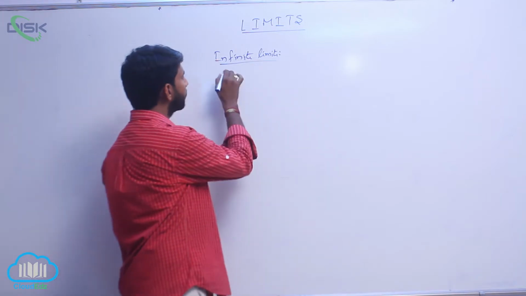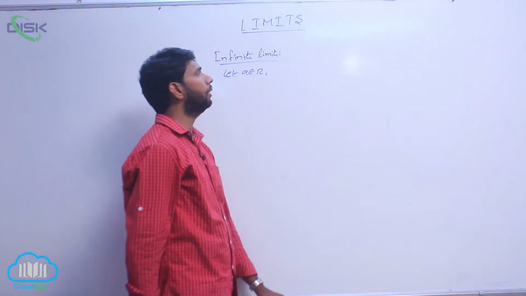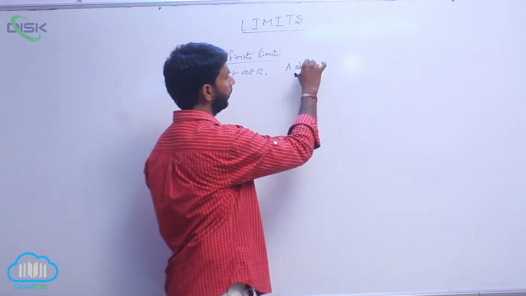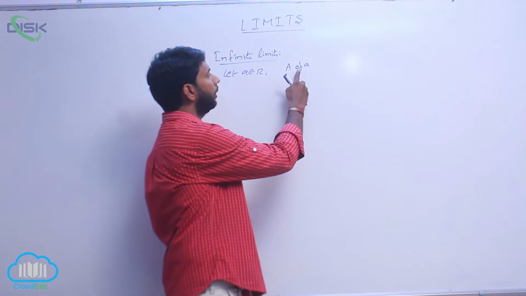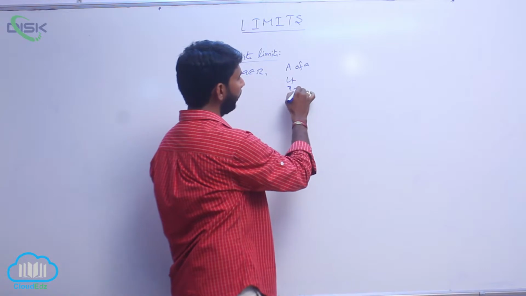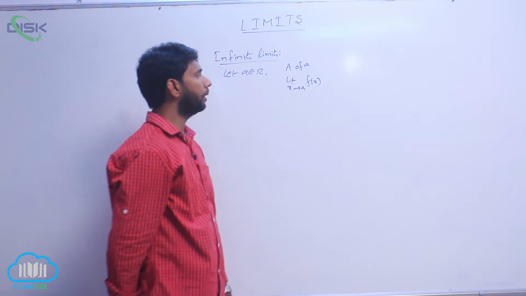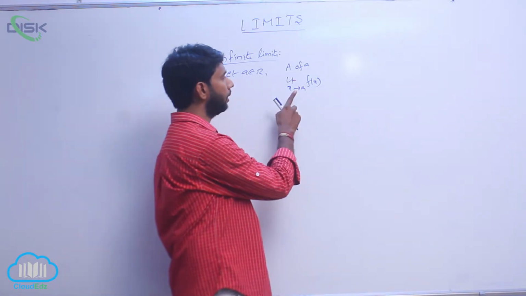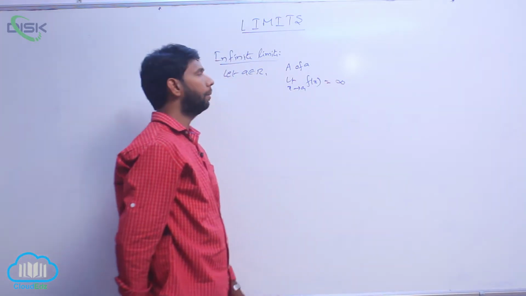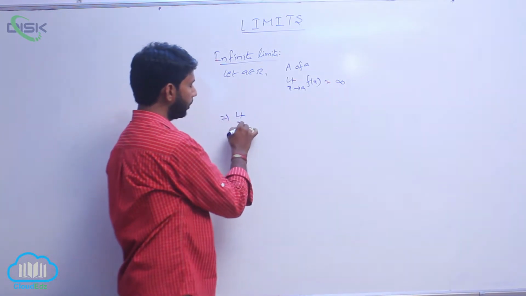Infinite limits. Let small a belong to R, and f be a function defined on a deleted neighborhood of capital A of small a. Then limit as x tends to a, f of x is said to be the infinite limit of the function at small a and is represented by limit as x tends to a, f of x equals infinity.